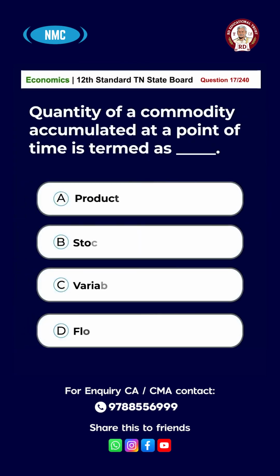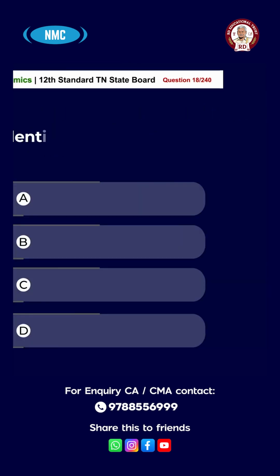Question number 17. Quantity of a commodity accumulated at the point of time is termed as: A. Production, B. Stock, C. Variable, D. Flow. The answer is option B, stock.